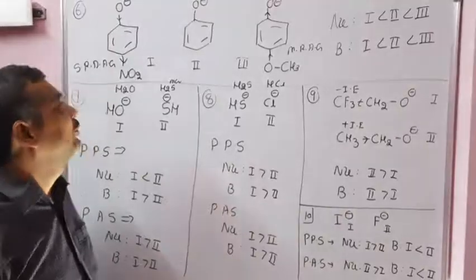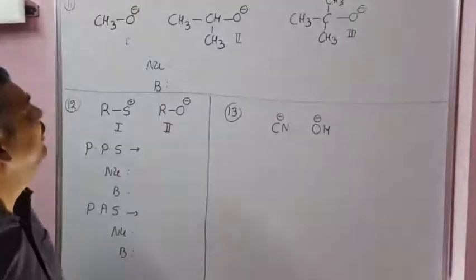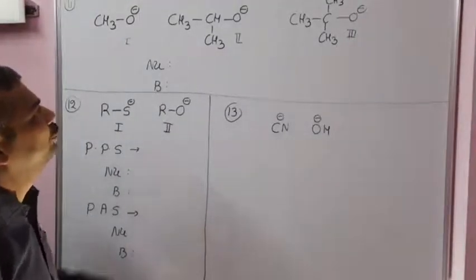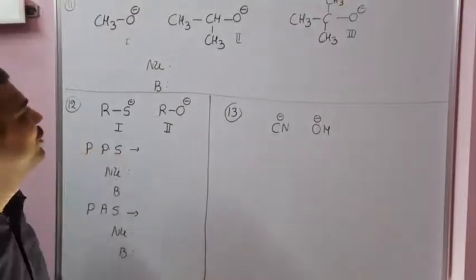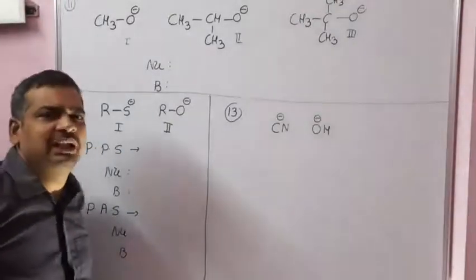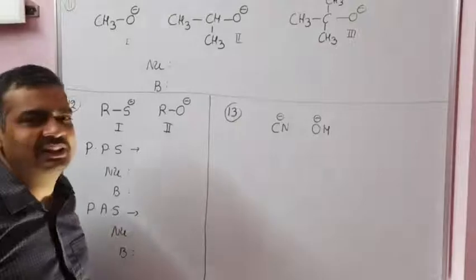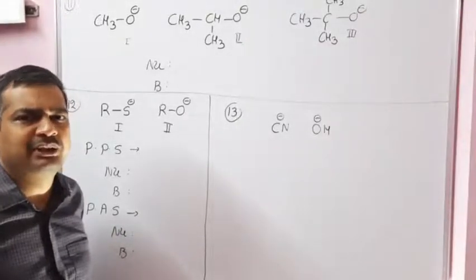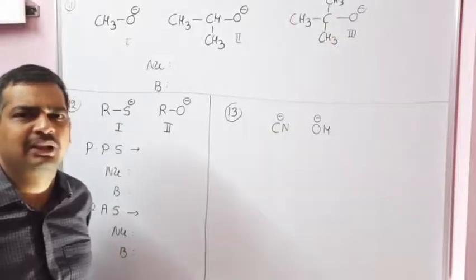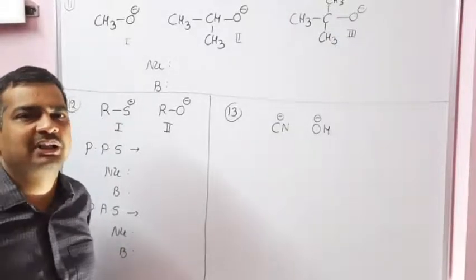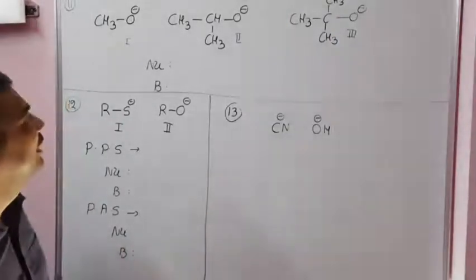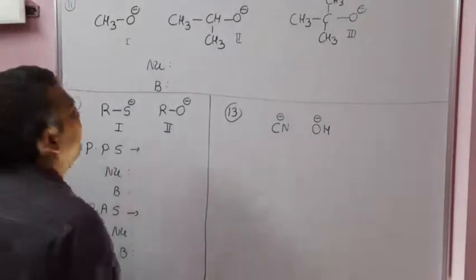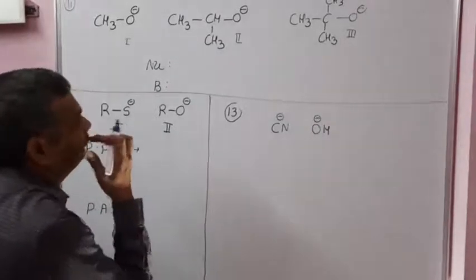So this is about nucleophilicity and basicity. Example number 1. Methoxide, isopropoxide and tertiary butoxide. Here there is no problem, the central atom is the same, only one oxygen is there. If the central atom is the same, protic and aprotic make no difference. The order in protic solvent and aprotic solvent is the same. But you see here, first we will see the nucleophilicity.